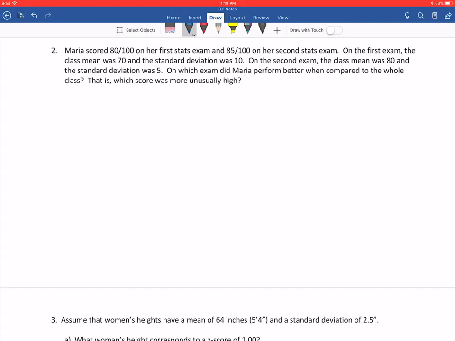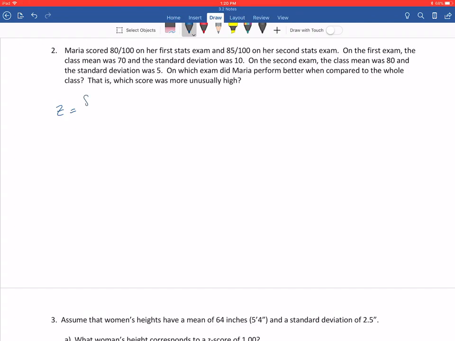Or another way of asking that same question is, which score was more unusually high? Because both of her scores were higher than the average. Which one was more unusually high than the other is what our question is. So anytime you are asked which is more unusual, it's best and fastest to just calculate the z-scores.